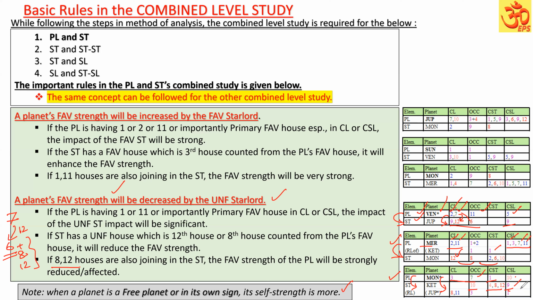So in this, we have studied when a planet is favorable. If the star lord is favorable, it is going to increase the intensity of the favorable. If the planet is favorable, but the star lord is unfavorable, it is going to reduce or affect the favorable strength. All depending on the houses ruling in the planet and also the star lord, that impact level will be present. I hope you would have understood.